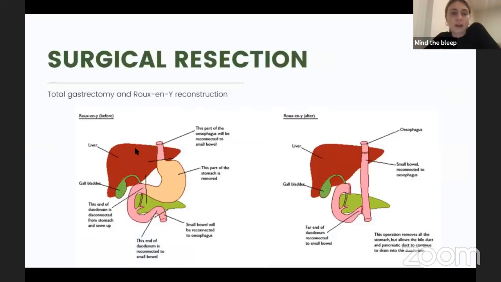And just to show you how it looks, total gastrectomy in this case. So if a patient has a proximal tumor, we're going to take out the entirety of the stomach, and then you're going to do this end-to-end anastomosis between the esophagus and a small bowel, and an end-to-side anastomosis of the far end of the duodenum and the more distal part of the small bowel, and that gives the best functional outcomes. So it's called the Roux-en-Y reconstruction.